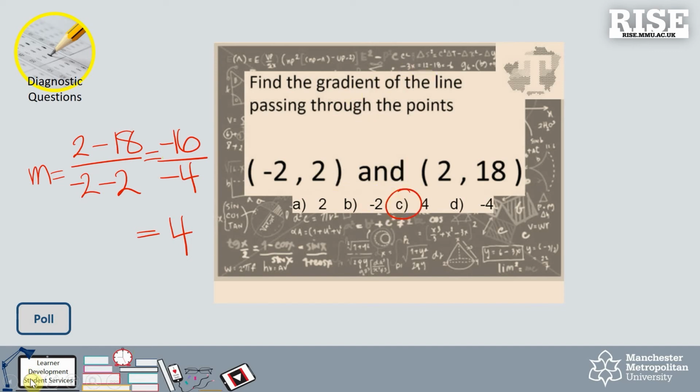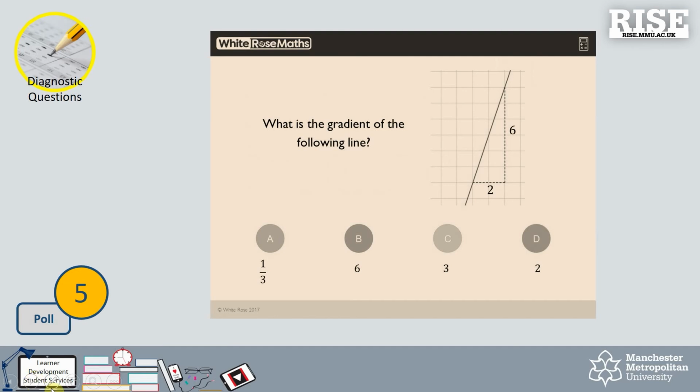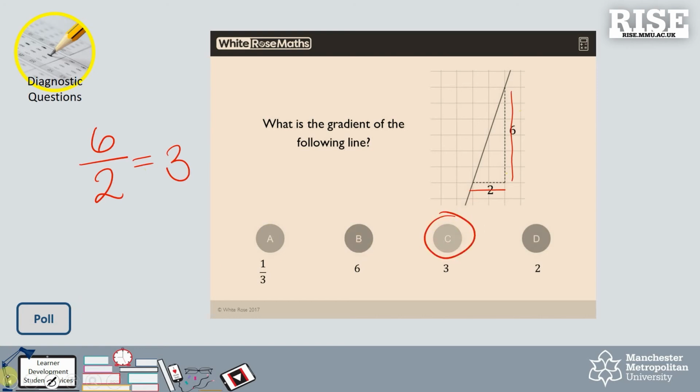What's the gradient of this line? Here, even though I didn't know my coordinates, they've handily given me the change in x and the change in y already. So remember, it's y1 take away y2, which would be my change in y, so that's 6, and the change in x is just 2. 6 divided by 2 is 3, so the gradient is 3 here.